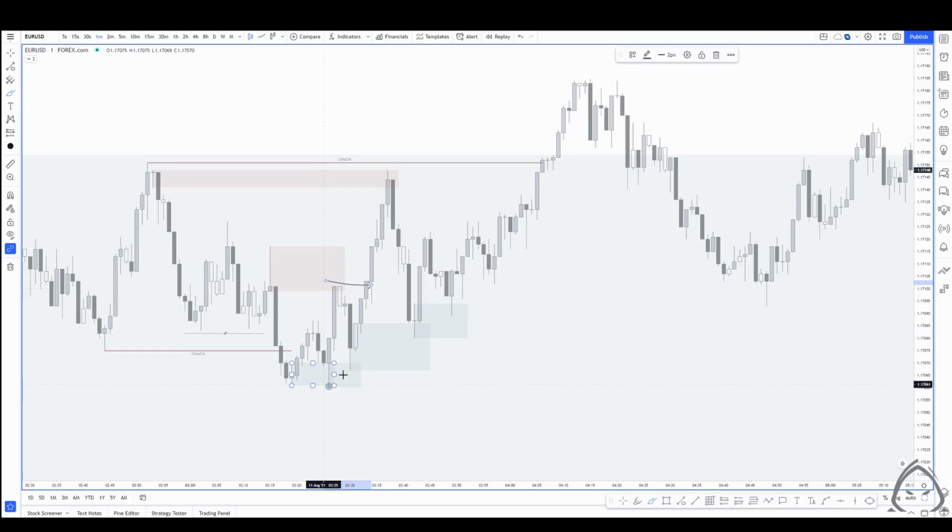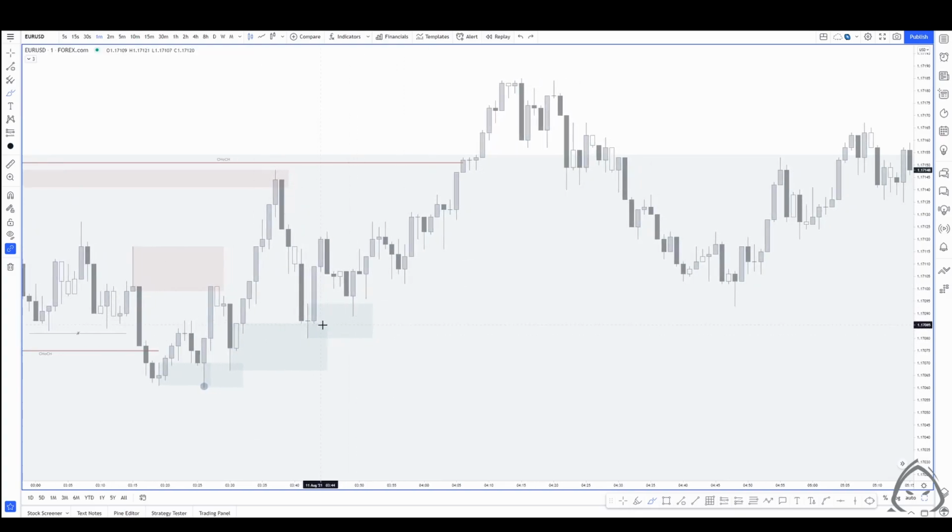But what we can see is, do we break structure? Yes. Do we sweep liquidity? No. Do we mitigate something to the left? Yes, we do. Okay, valid point of interest. Move on to the next point of interest.